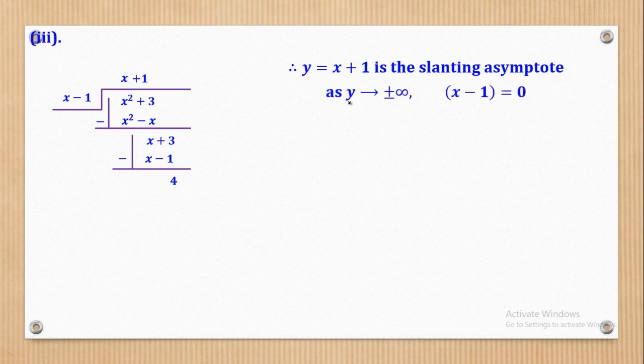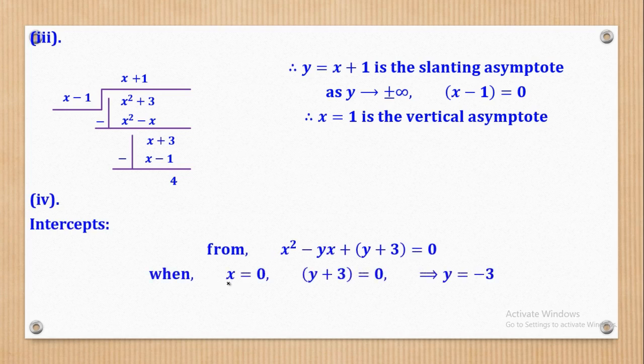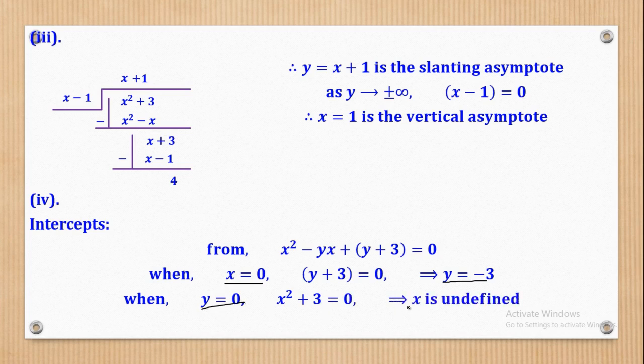As y tends to plus or minus infinity, x minus 1 is equal to 0, therefore x equal to 1 is a vertical asymptote. Then for Roman 4, they wanted the intercepts. So we shall first get the intercepts from this curve equation. When x is equal to 0, y will be equal to negative 3. And when y is equal to 0, x is undefined. Therefore, the intercept is 0, negative 3.